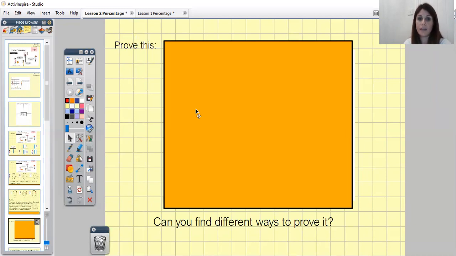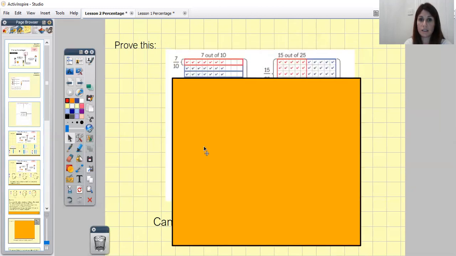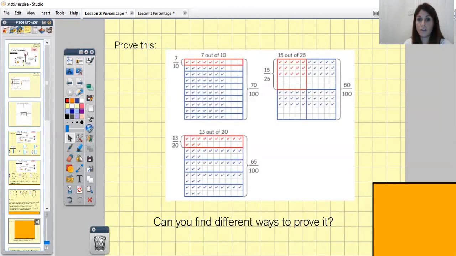Right, now, again, like I said to you, there are so many different ways that you can prove these things. This is just the way that I have chosen to do it. So I've shown it in the same box, look, the same size box, so I know that I can make a really clear comparison. I've looked at what it would be as a fraction. I've written it 7 out of 10, and I've written that comparison 70 out of 100.